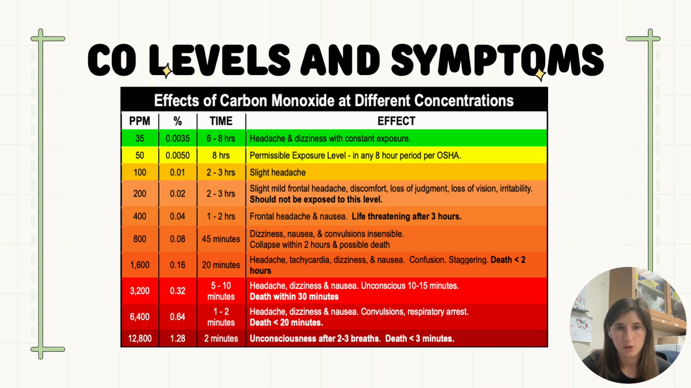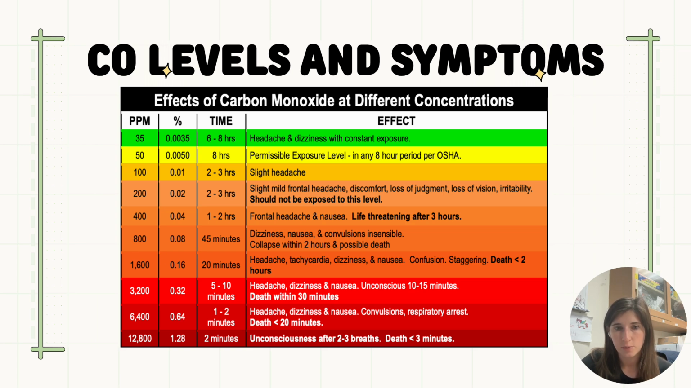At 400 parts per million, so again, we're doubling, we will only be able to be in this for about 1 to 2 hours. And during that time, the frontal headaches will continue and people will have the onset of nausea. After 3 hours at 400 parts per million, the status of the person will become life-threatening. If we double again to 800 parts per million, people will only really be conscious and able to survive for about 45 minutes. They'll have dizziness, nausea, convulsions, and collapse within about 2 hours and possible death.